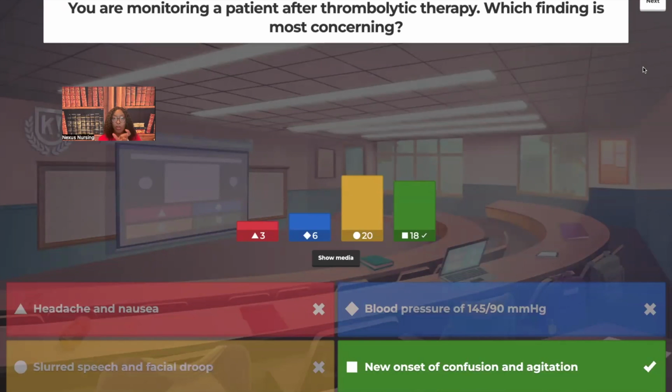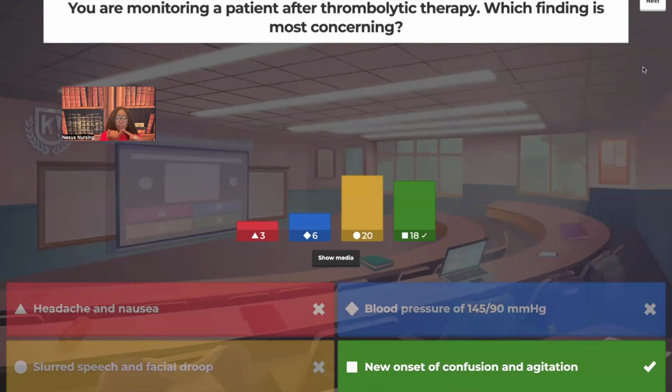Let's break down that word. Thrombo, clot, lytic, to break down. So they got drug therapy to dissolve that clot that was causing obstruction in that vessel, right? So we had to choose one thing that was most concerning. You're trying to tell me it's the slurred speech and facial droop. Don't you think they have that slurred speech and facial droop from the stroke that they had? Hence why they're getting the thrombolytic therapy in the first place. Make it make sense. Make it make sense.